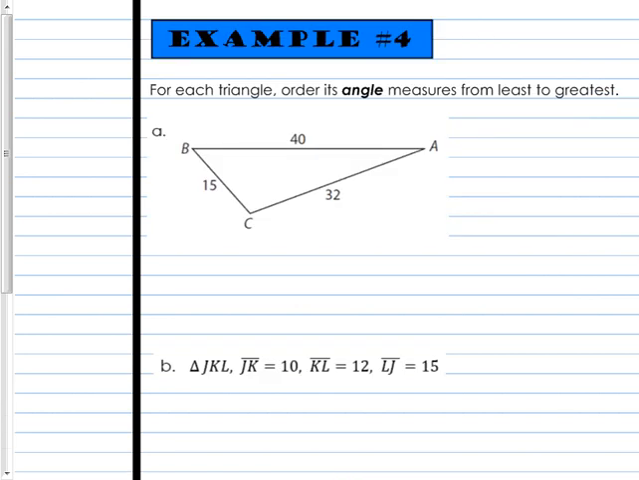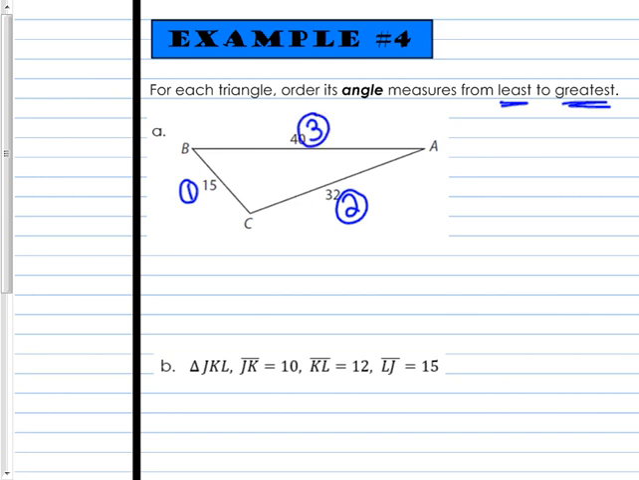Okay? So we need to find each angle from least to greatest. So in order to do that, we're going to look at the sides. And I'm going to number the sides from smallest to largest. Okay? 15 is my smallest side. 32 is my second smallest side. And 40 is my longest side.